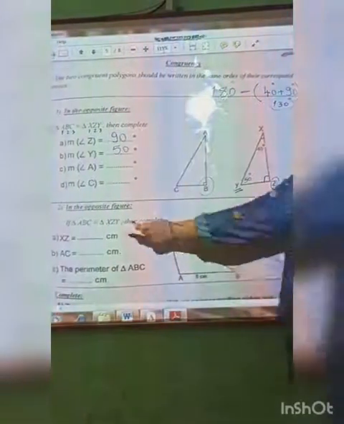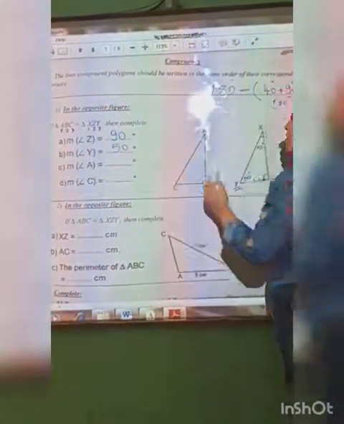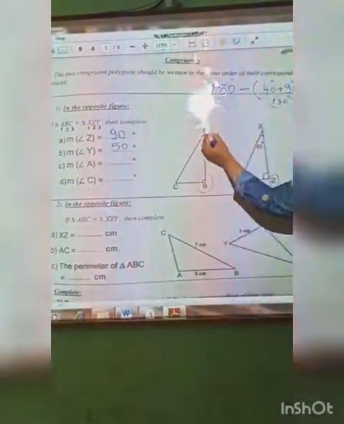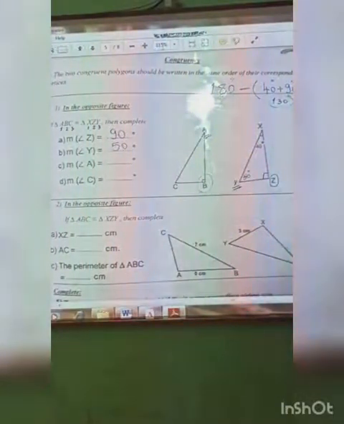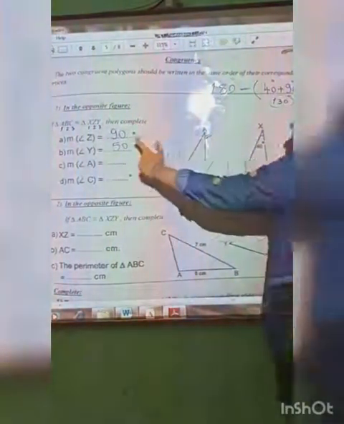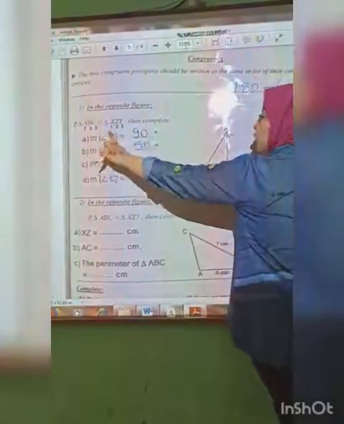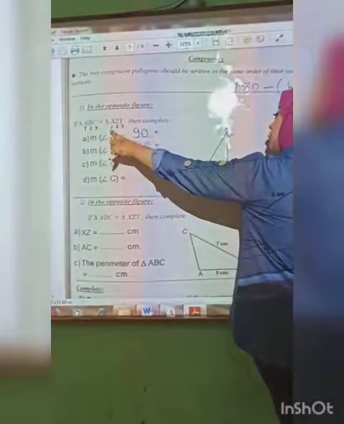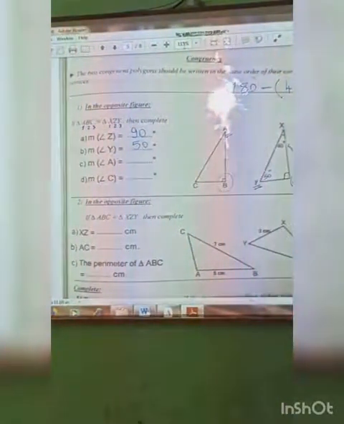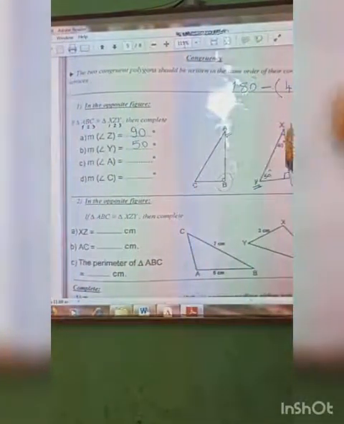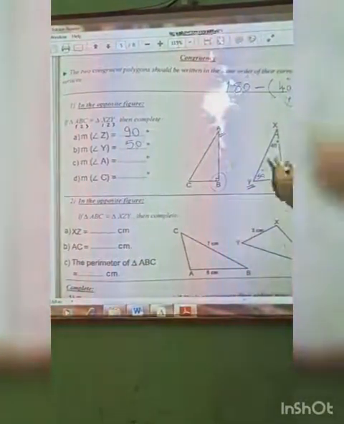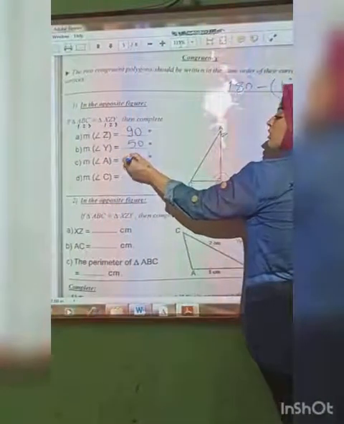I want to know the measure of the angle A. The angle A is the first angle, number 1 here. So it will be equal to the first angle in the second polygon, which is X. X is equal to 40 degrees. So A is congruent to X, then A will be 40 degrees too.